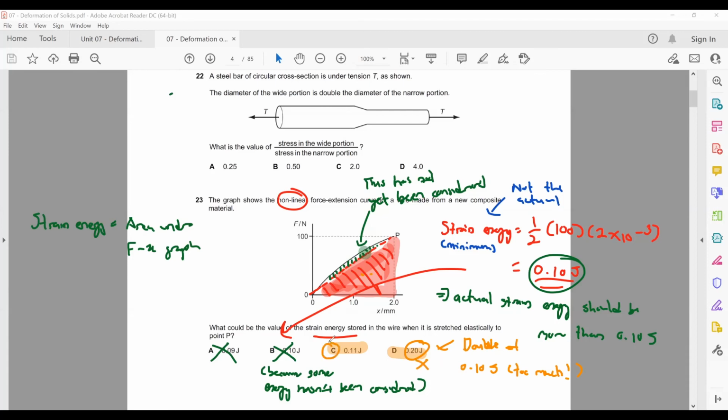So the only sensible one will be C. Because you see this one only adds 0.01 joules to the 0.1 joules here. So this is reasonable. Because you have a small area, you expect to have a small amount of energy. So the actual one should be slightly more only. This one is plus 0.10 joules. This is too much, no? So D is wrong. Correct answer is C. Right. So this part is okay.